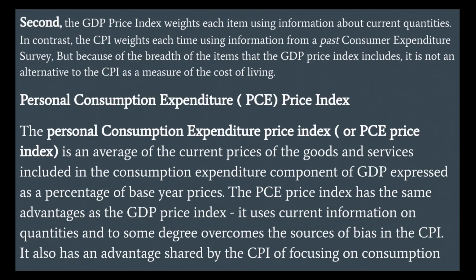Second, the GDP price index weights each item using information about current quantities. In contrast, the CPI weights each item using information from a past consumer expenditure survey. But because of the breadth of the items that the GDP price index includes, it is not an alternative to the CPI as a measure of the cost of living.